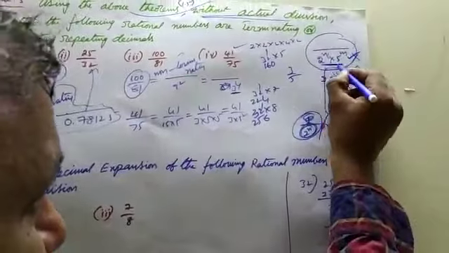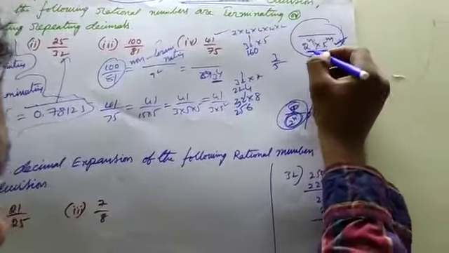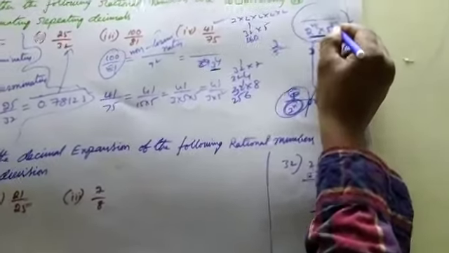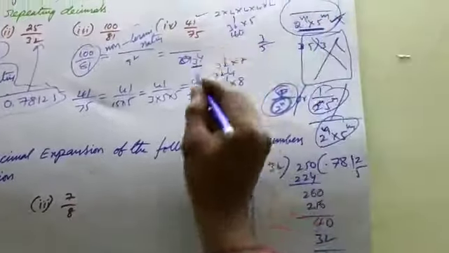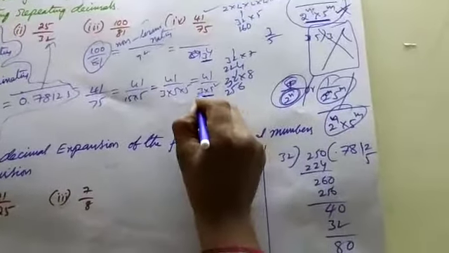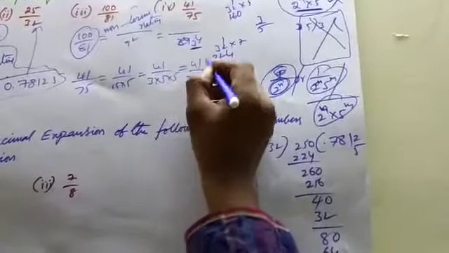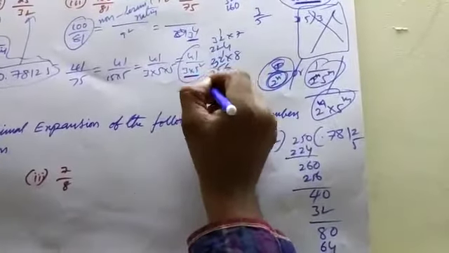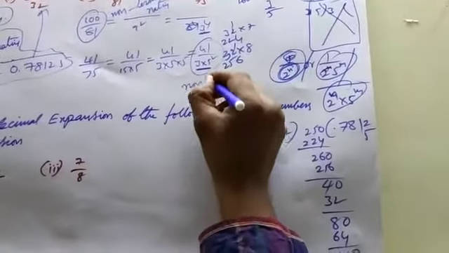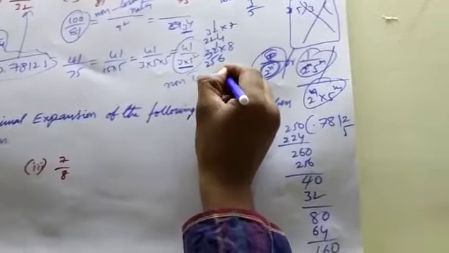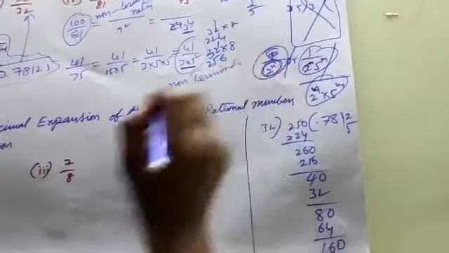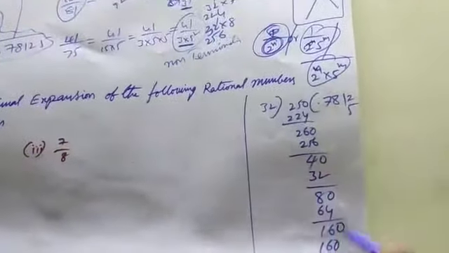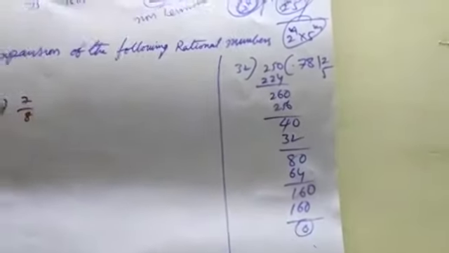Terminating means the denominator portion. What is the prime factorization? 2 power n into 5 power n. Then the total fraction is terminating, otherwise not terminating. Here in the denominator portion, 3 is entered. Now this portion is non-terminating. What is the meaning of non-terminating? Already I proved it. I solved this like this.